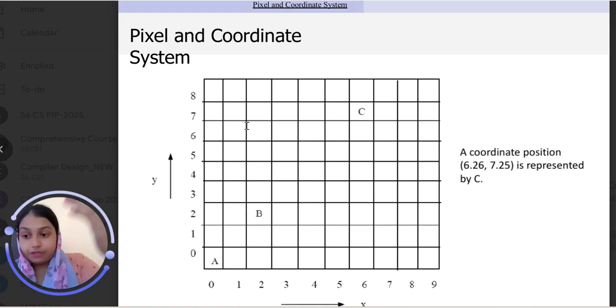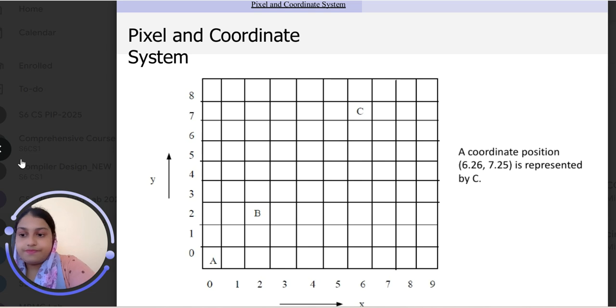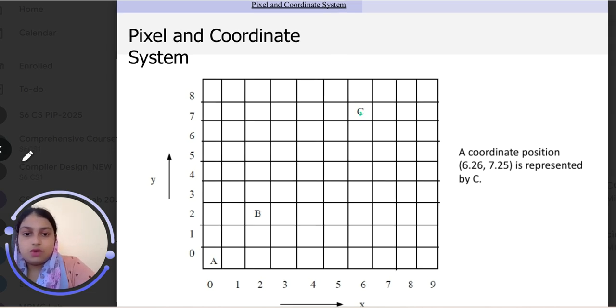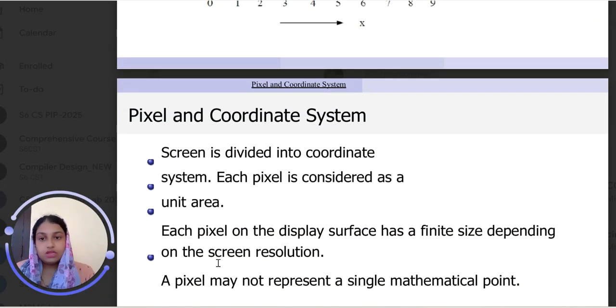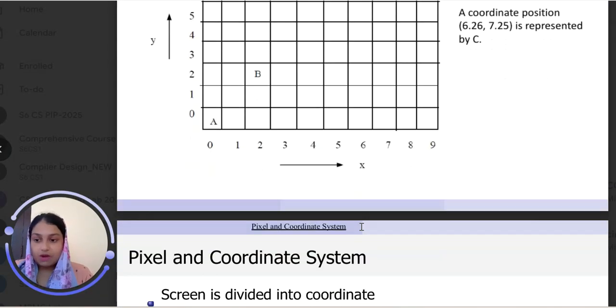Before going to the DDA algorithm, we will look at the notes. Pixel and coordinate system. The coordinate position 6.26, 7.25 is represented by C. So look over here, this is the C position. The coordinate position of C is represented here, where we can see x is 6.26 and y is 7.25. B is also rounded off, and A is somewhere at 0. That is how we mark the coordinate system.